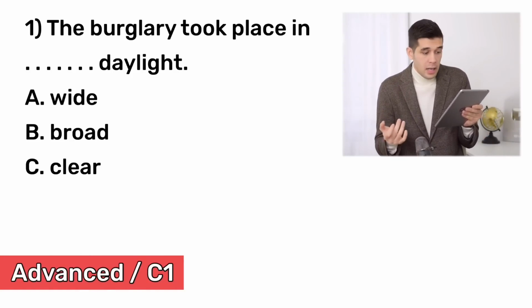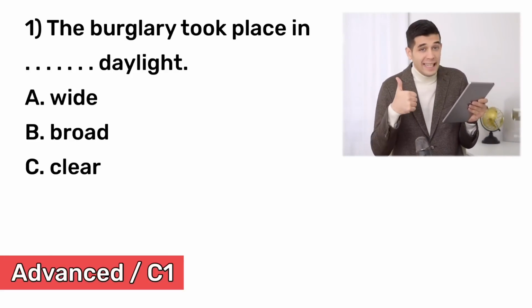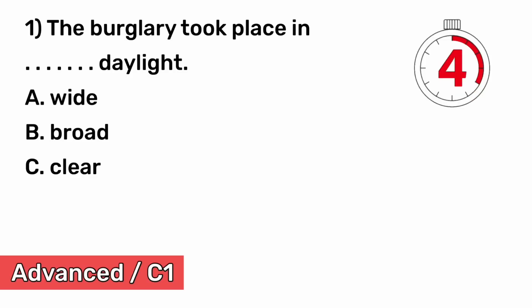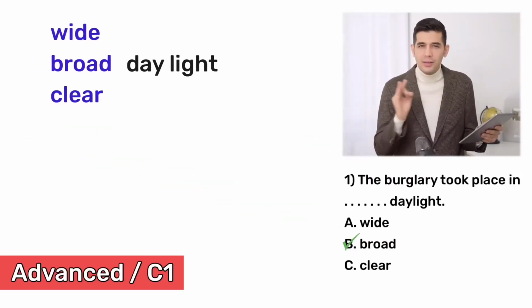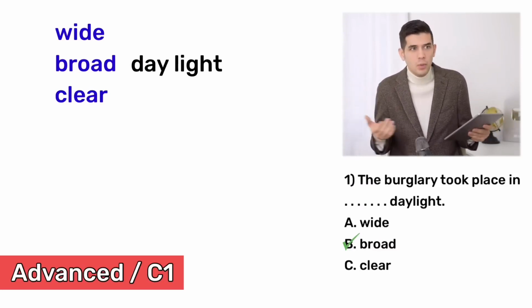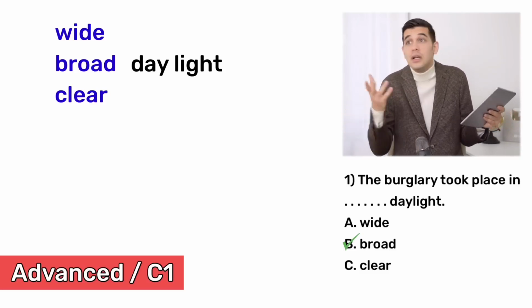This is C1 level. The burglary took place in daylight. Wide, broad, or clear? Broad daylight, but why? All the 3 options make sense, right? A daylight can be broad, it can be wide, because wide and broad are synonymous, right? And it can also be clear.